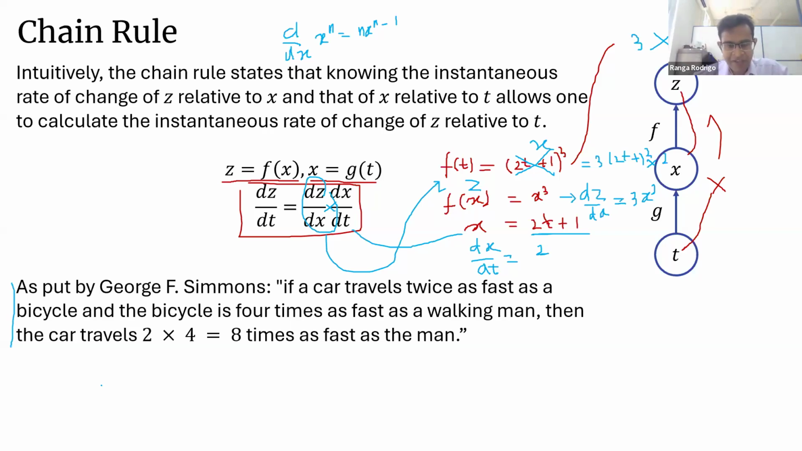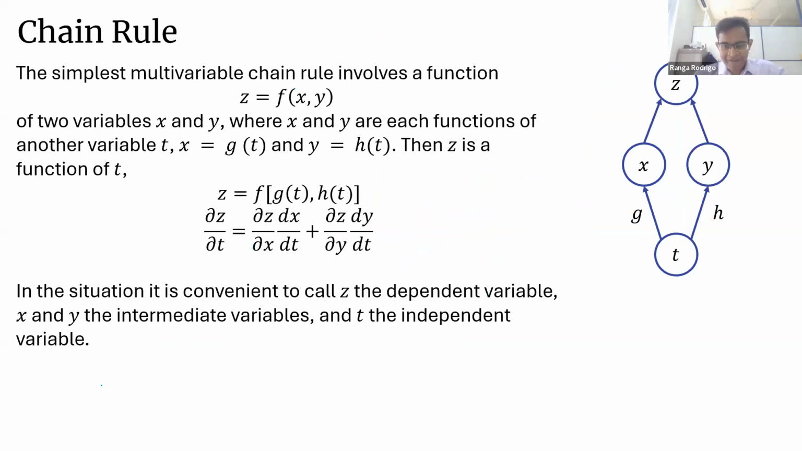Okay, let's move forward. Now, when you have graphs slightly more complicated than that, for example, to reach Z, you have 2 paths, through X and through Y. So Z is a function of X and Y, and X is a function of T, and Y is a function of T, like that, with G and H. So then you will have the chain rule like this.